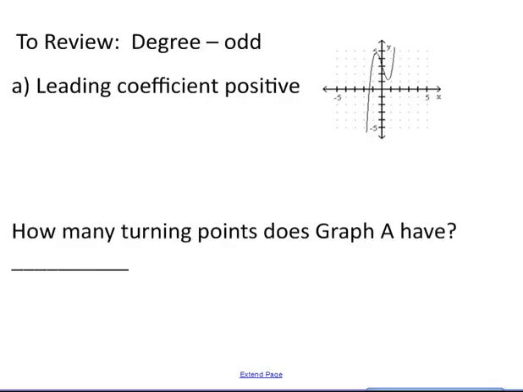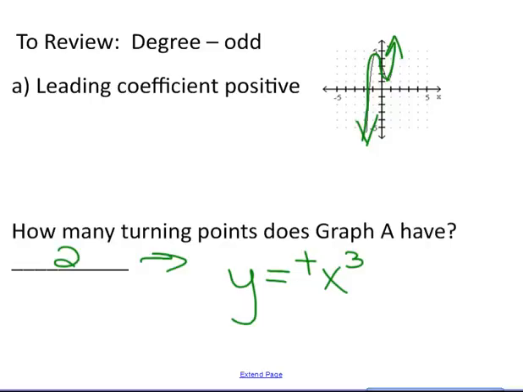As a review, leading coefficient is positive, the right side's going to go up. Odd degree means the opposite arm is going to go in the opposite direction. This one has 2 turning points, which means degree 3. So it's going to be some sort of x to the third. And this would be a positive number. Don't know what it is, but we know it would be positive because the right side is going up.